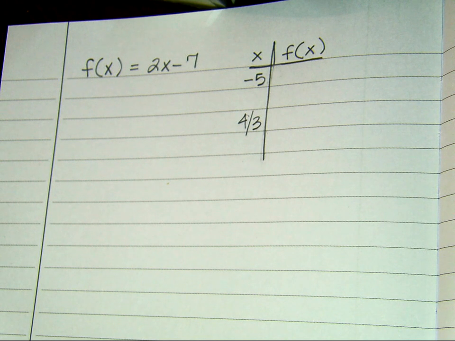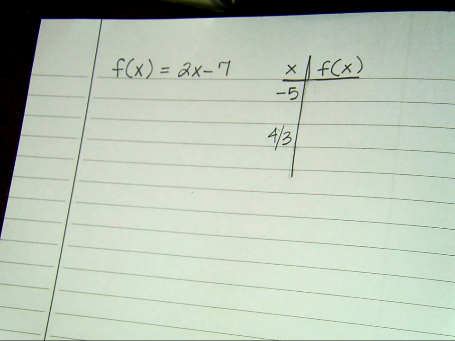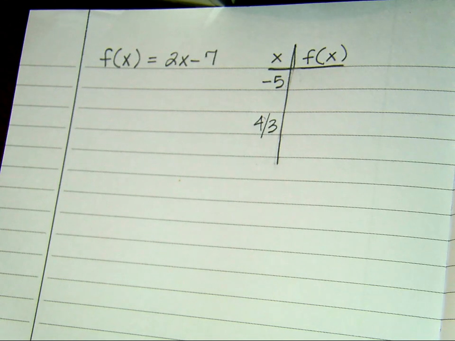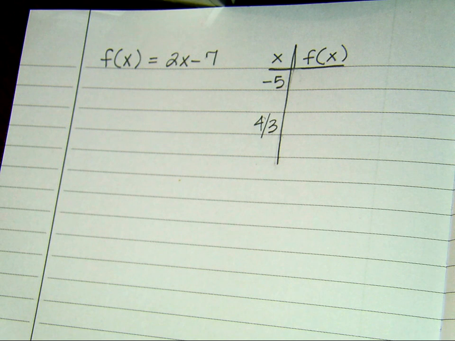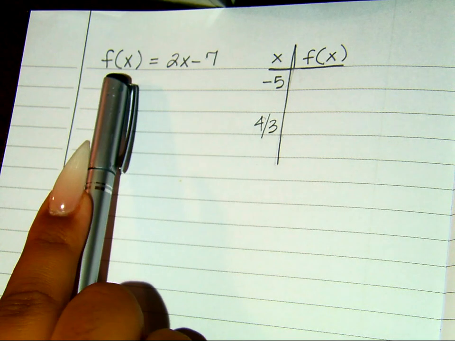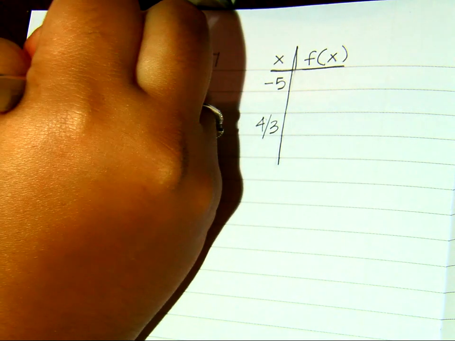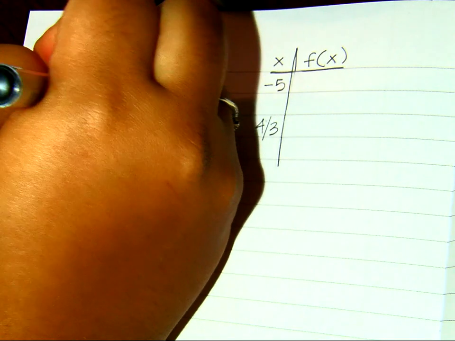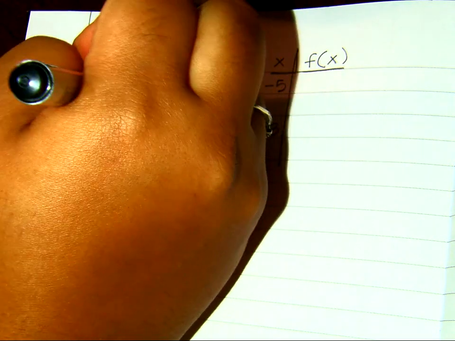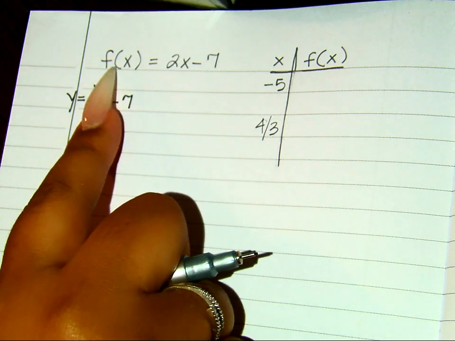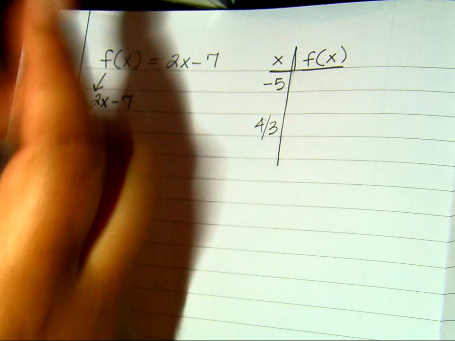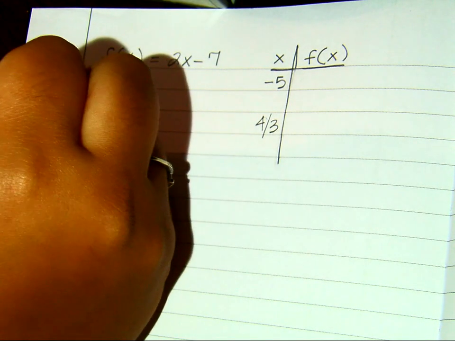All right, so today we are going to continue on with evaluating functions, but instead of having just an expression, kind of like what we did yesterday, we are now going to use it as a function. So when you see this right here, f of x is the same thing as saying y equals, all right? So y equals 2x minus 7 is the exact same thing as saying f of x. So we read this as saying f of x.